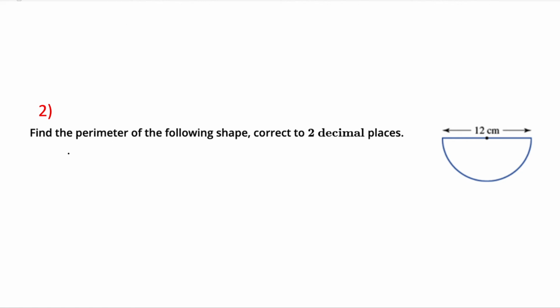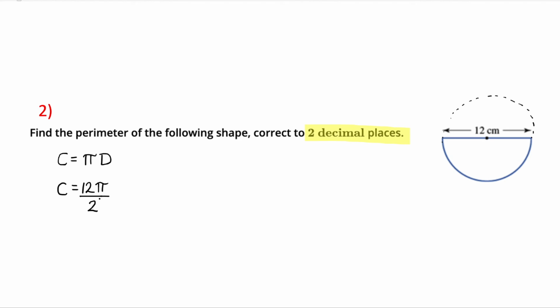So if I use my formula, which is circumference is equal to pi times the diameter, then I'm going to sub in circumference equal to 12 times pi. It's asking me the answer to 2 decimal places, but hold on. If I do this calculation, I will be finding the whole circle. Do I need the whole circle? I only need half of it, so I'm going to divide it by 2.